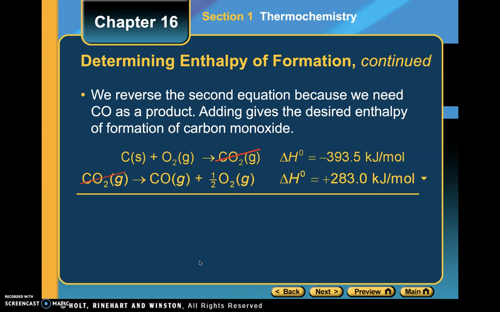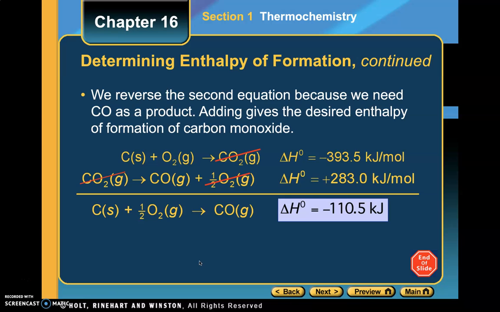Now we've got carbon plus O2, and on the other side, we've got a half of an O2. So that's going to cancel out some of that, and we're going to be left with carbon plus 1/2 O2, or C plus O, right, is going to leave us with CO. And so now we're going to go ahead and combine those over there, and we can see that our difference is going to be negative 110.5 kilojoules, right?